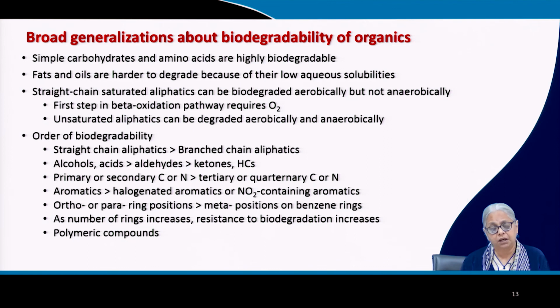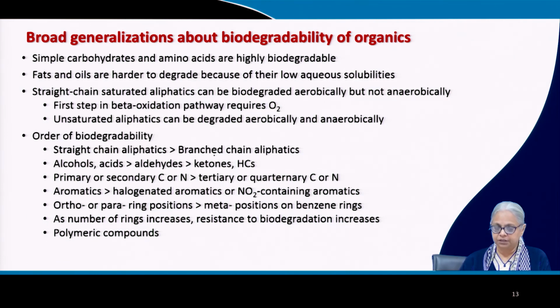Fats and oils are harder to degrade because of their low aqueous solubility. Straight chain saturated aliphatics can be biodegraded aerobically but not anaerobically. The first step in the beta oxidation pathway requires oxygen, and the second step can be done under both aerobic as well as anaerobic conditions. Unsaturated aliphatics can be degraded both under aerobic as well as anaerobic conditions. I've already mentioned all of this.